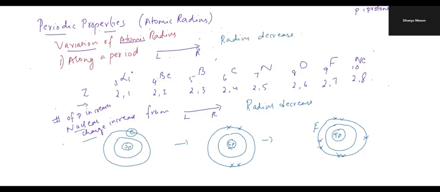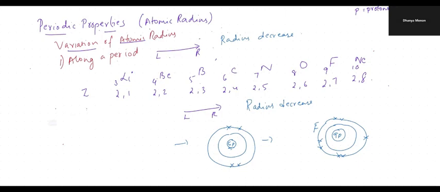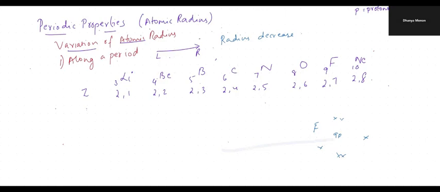Exceptional case I'll be discussing. So I'll just finish with the group also, and then I'll discuss the exceptional case. Or rather, here itself I'll just discuss it. So as you move from left to right, what happens to the radius? Radius decreases because the nuclear charge is increasing, so the pull of the electrons towards the nucleus is more. I hope till here it is clear. I'll discuss the exception here itself.